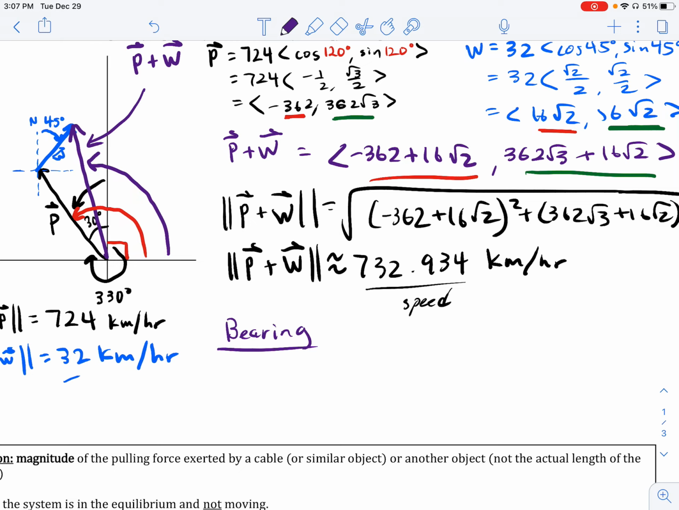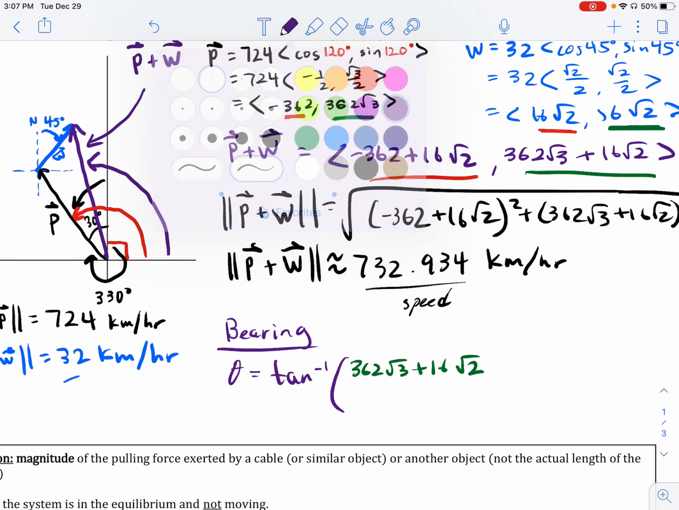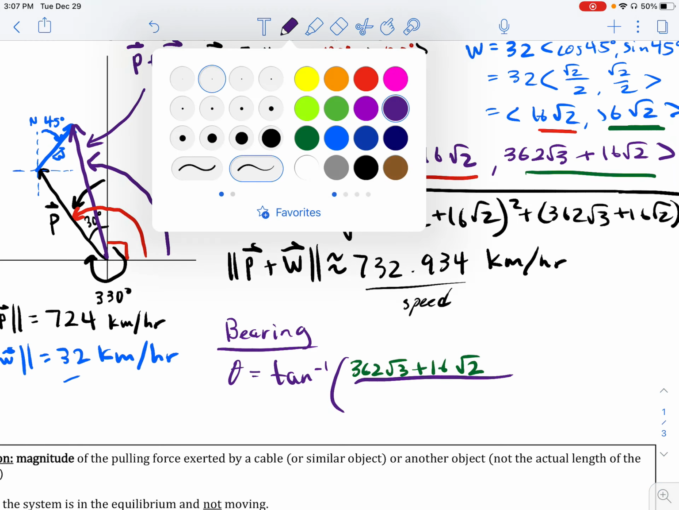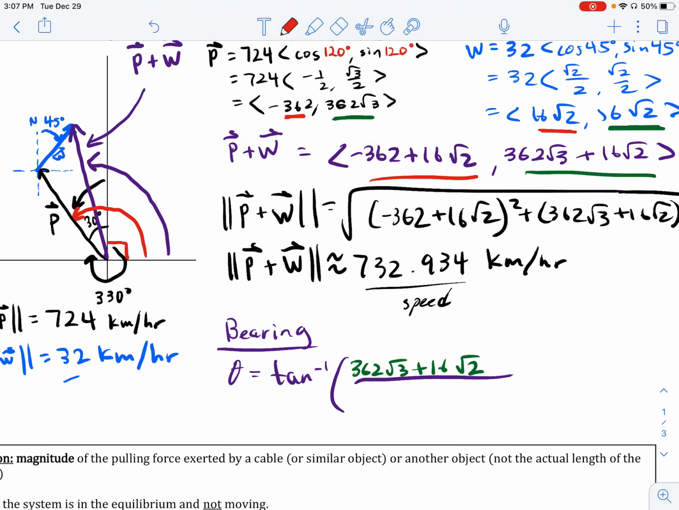So we know that theta is equal to the arctangent of y over x, or our vertical component over our horizontal component. So what was our vertical component? It was what we have highlighted in green. So 362 root 3 plus 16 root 2, all over our horizontal component, which is what I underlined in red above for our P plus W vector. That's negative 362 plus 16 root 2.